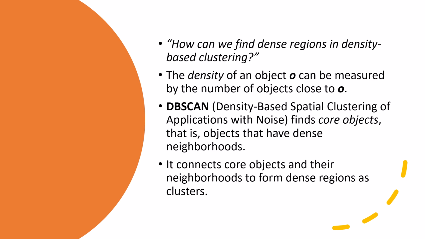How does DBSCAN quantify the neighborhood of an object? A user-specified parameter epsilon greater than 0 is used to specify the radius of a neighborhood we consider for every object. The epsilon neighborhood of an object O is the space within radius epsilon and centered at O. Due to the fixed neighborhood size parameterized by epsilon, the density of a neighborhood can be measured simply by the number of objects in the neighborhood.